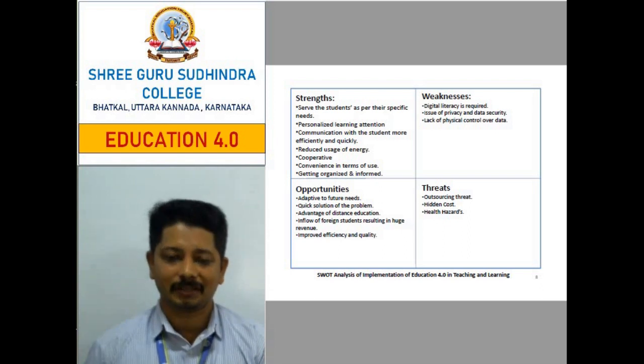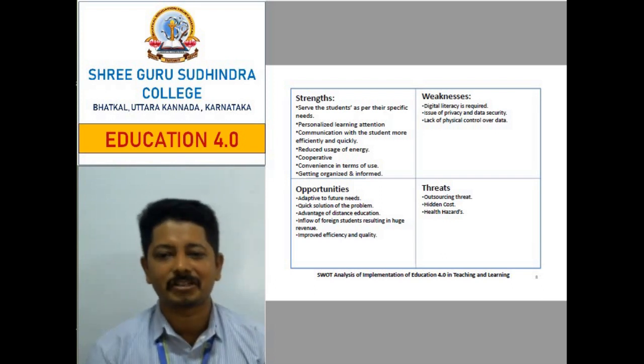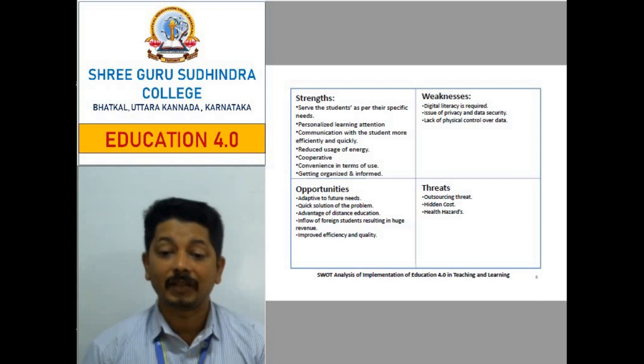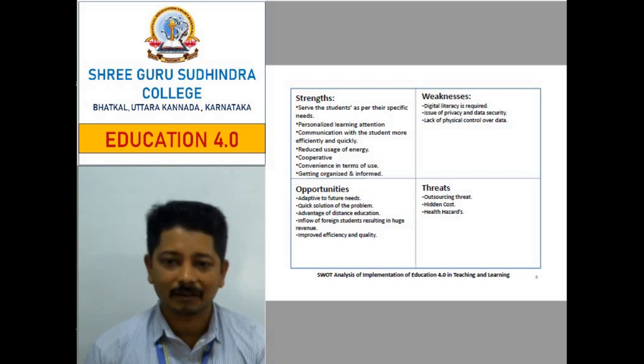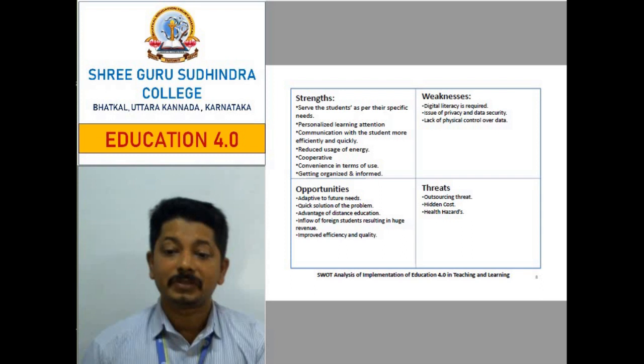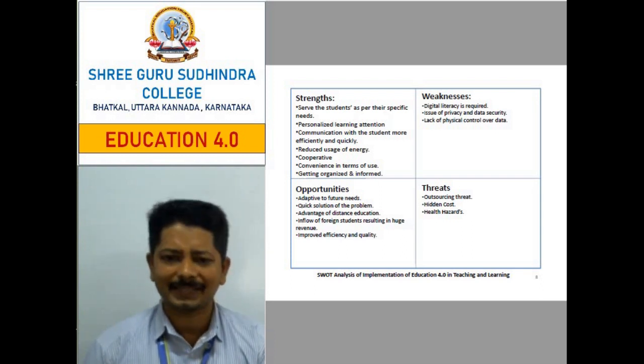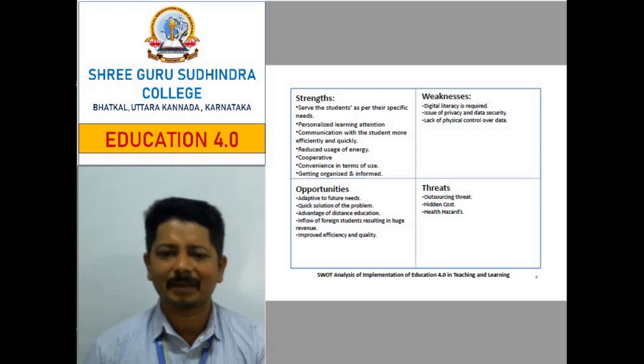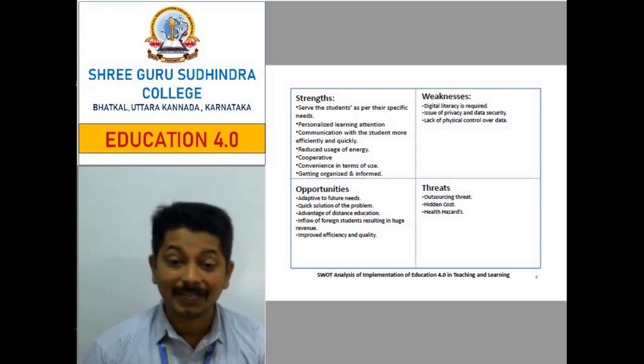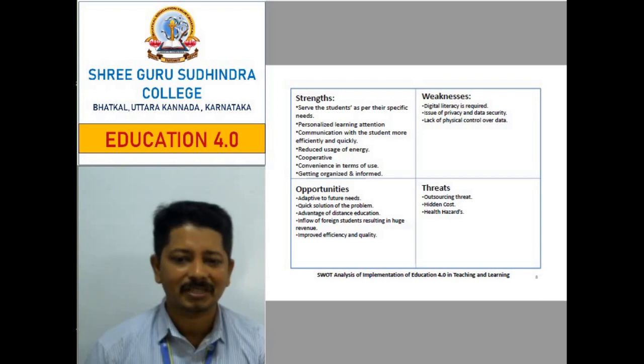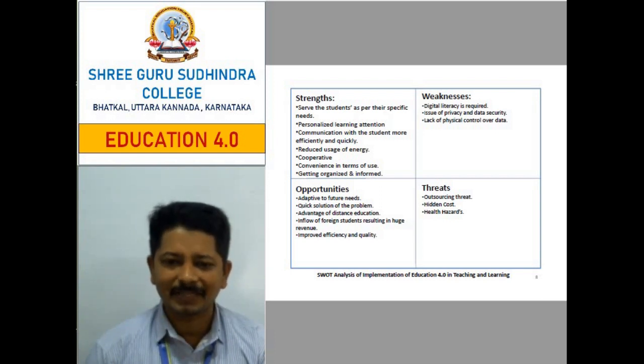Then, communication with the student in a more and even effective manner. Education is a communication between teacher and learner, correct? So if we have an extension of better and effective communication, then Education 4.0 helps a lot. Then, it reduces the usage of energy. For example, in the banking sector in the 1990s, when they planned to implement computerization, everybody objected to it. But now, without computerization, we cannot imagine the banking system. That means all this digital mode reduces the usage of our energy, and it helps a lot.